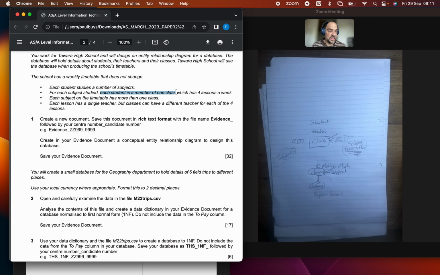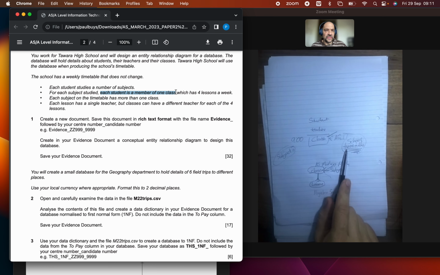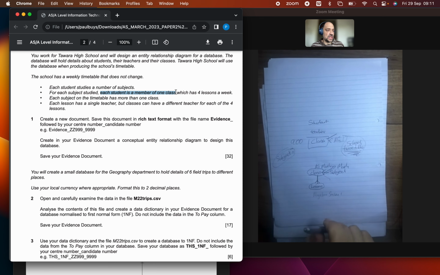You could put a subject table, but you've got to realize with Cambridge there's a reason they've asked for a given context, and so think about that context all the time. So the subject's going to be part of the class. Class can have many lessons.